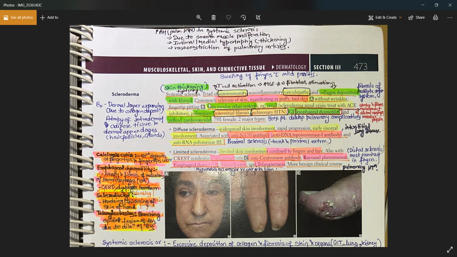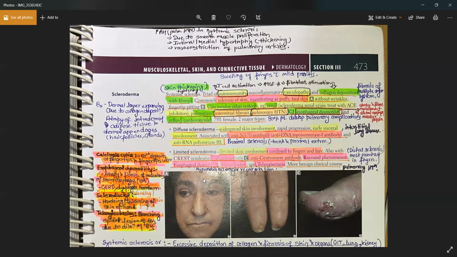The manifestations include sclerosis of the skin, which means a thickening of the skin, and that's because of the deposition of collagen in the skin. You will have a puffy, taut skin, okay, without the wrinkles. Because of this skin thickening, the wrinkles will be lost. Okay, very important to note.